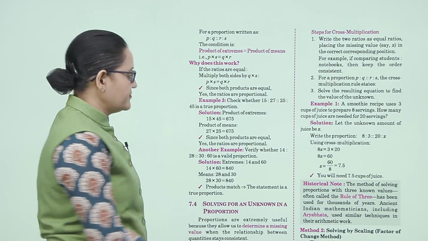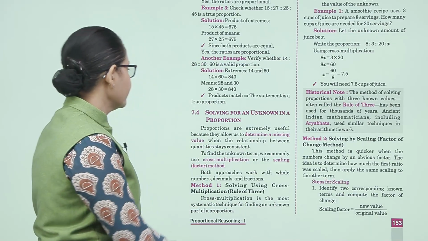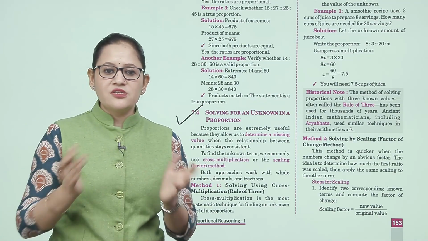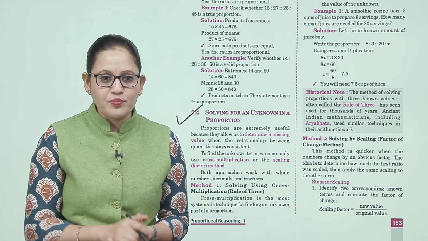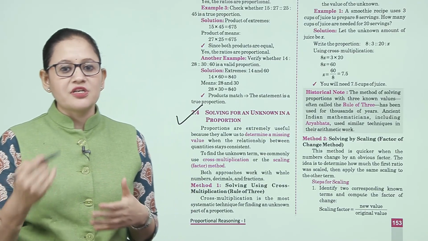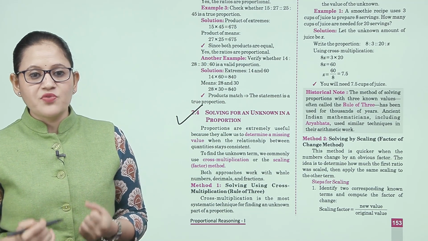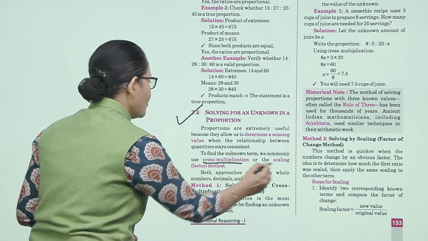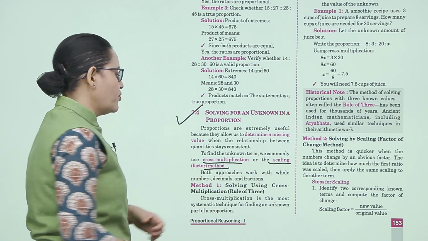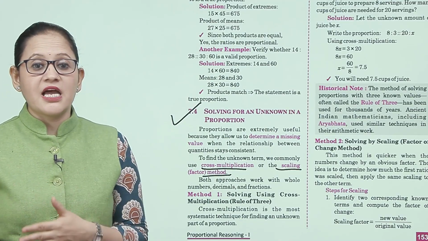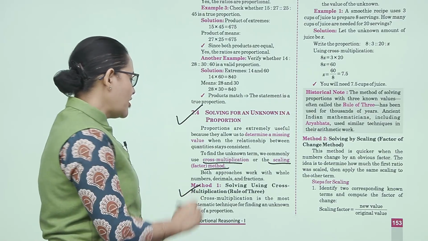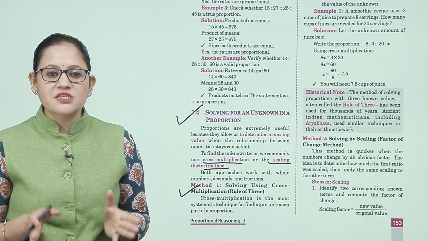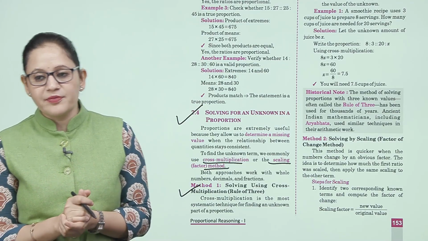Next is solving for an unknown in a proportion. How can we find unknown quantities in a proportion? Proportions are extremely useful because they allow us to determine missing values when a relationship between the quantities exists. To find the unknown term, the commonly used methods are cross multiplication or the scaling factor method. Both approaches work with whole numbers, decimals and fractions. Method 1, solving using cross multiplication, the rule of 3. Cross multiplication is the most systematic technique for finding the unknown part of a proportion.